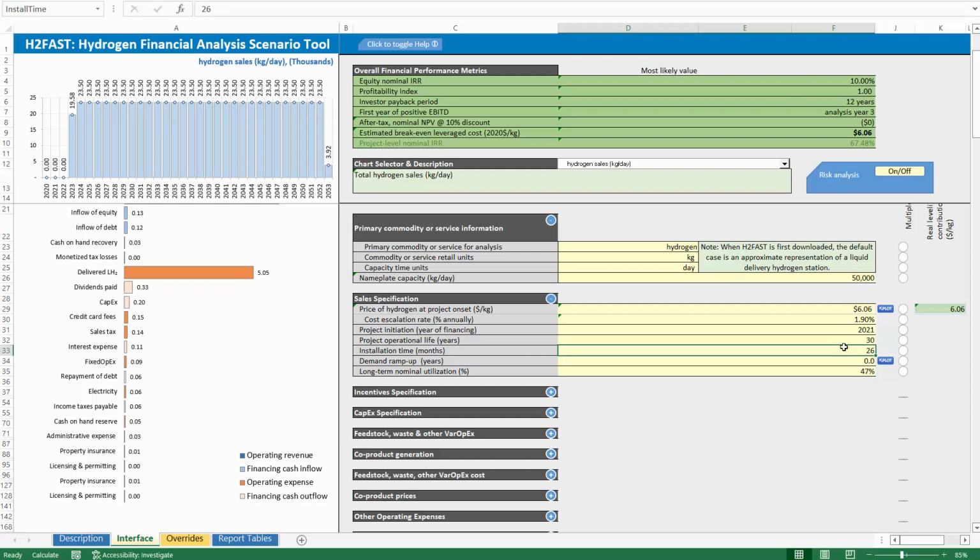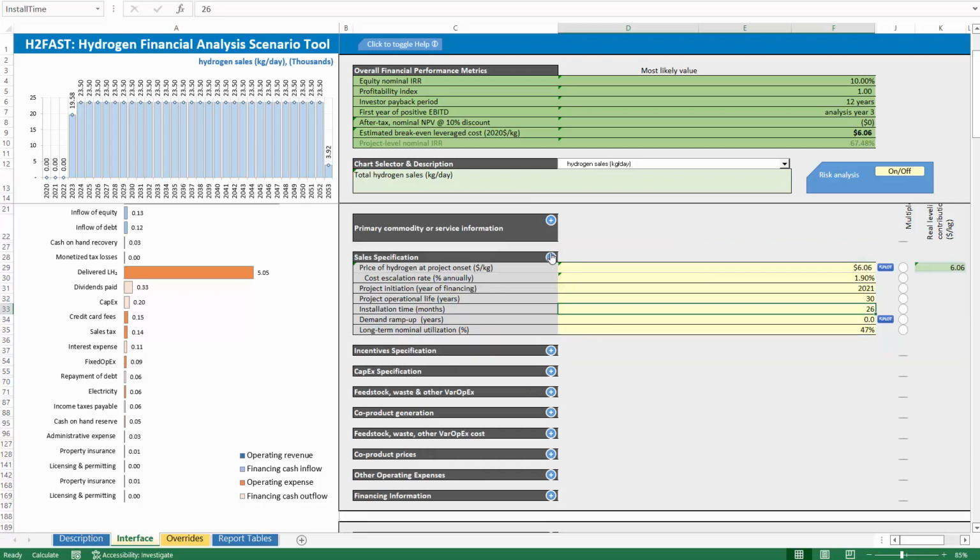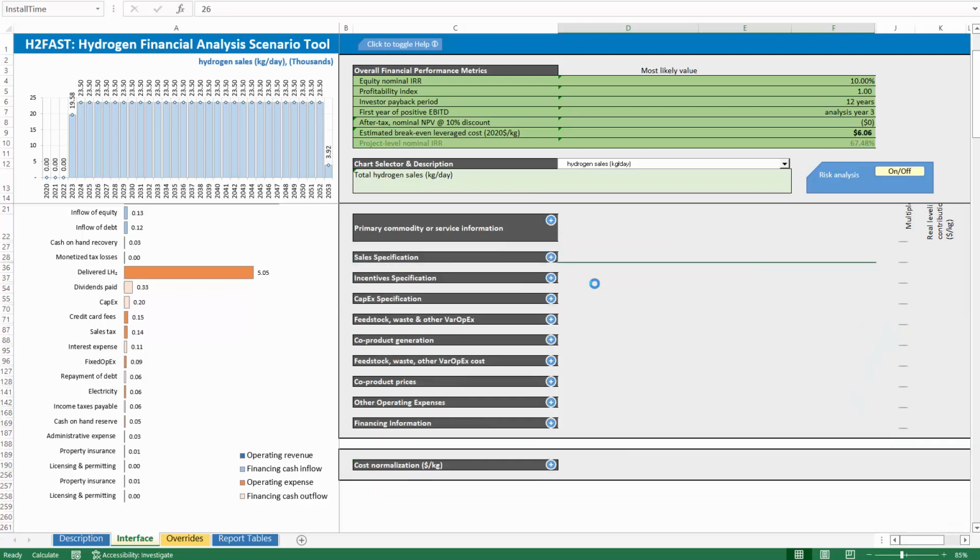The length of construction would impact your discounting of future years differently. Also, interest incurred during construction is going to be computed dynamically. So that's the sales section.